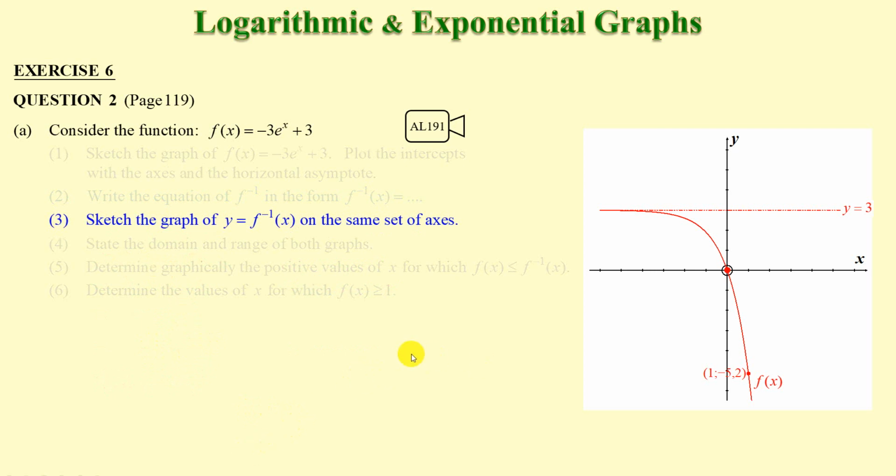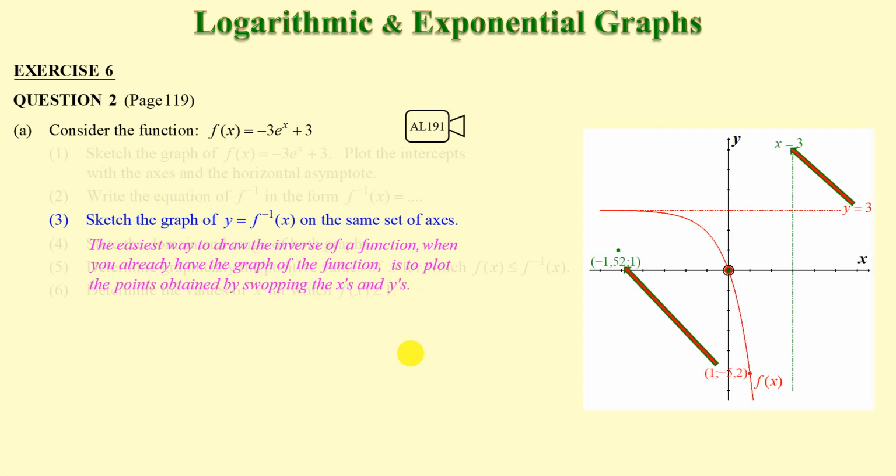So now we're going to draw the graph on the same set of axes, and remember we can use symmetry about the line y equals x. So there are the swaps. The original asymptote goes to x equals 3. That point goes to negative 1.521. And of course that stays the same. So now we have a point there, and the asymptote.